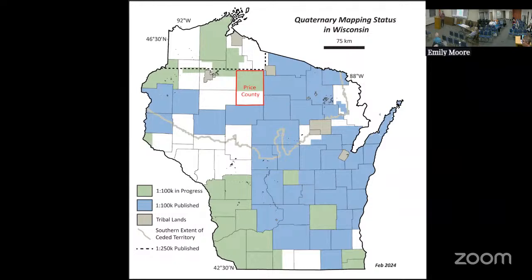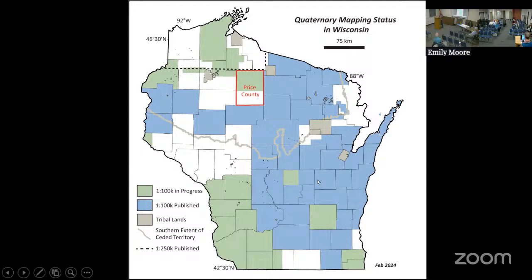Okay, so one of our goals is to make geologic maps. Like I said, we have people working on bedrock maps, and people working on the glacial sediment map. This is the map that shows the distribution of finished products, places where you can get a map of the county at that scale, 1 to 100,000.